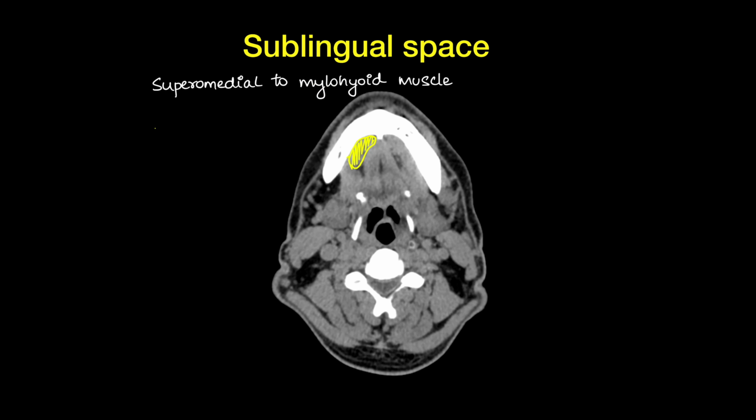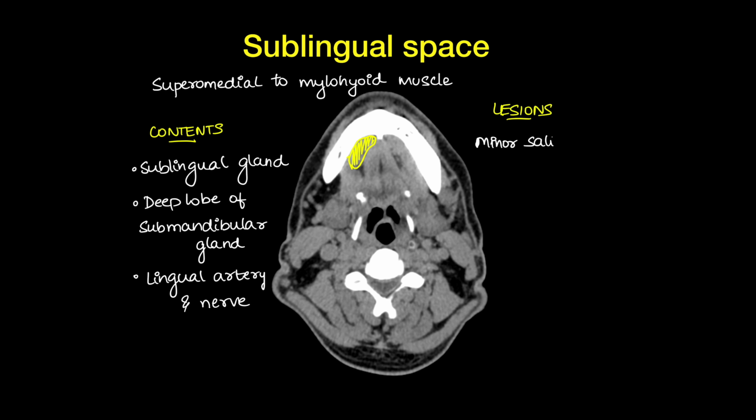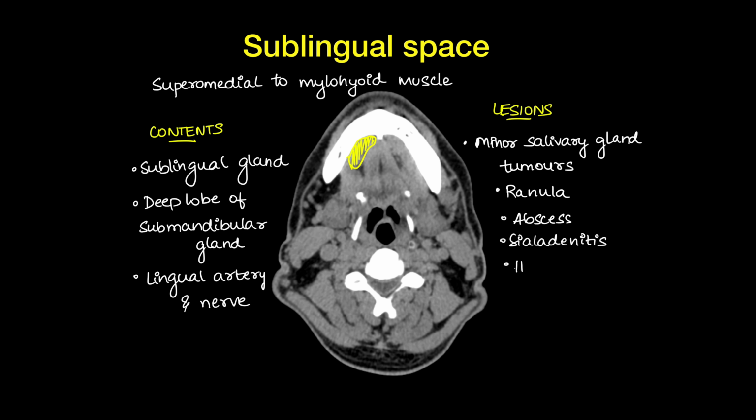Moving on to sublingual space. It is superior-medial to the mylohyoid muscle. Contents are sublingual gland. The deep lobe of submandibular gland lies above mylohyoid. In this space, there is lingual artery and nerve as the content of this space. Lesions which can arise from the space or can be associated with this space are minor salivary gland tumors, ranula, abscess, sialadenitis, hemangioma, etc.